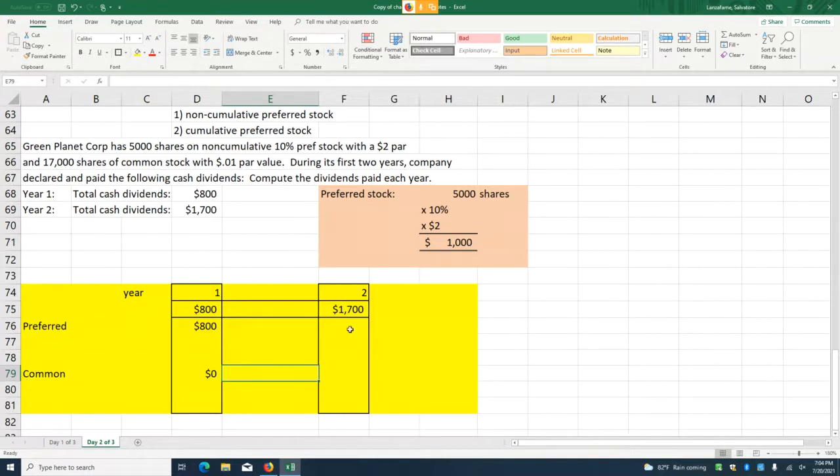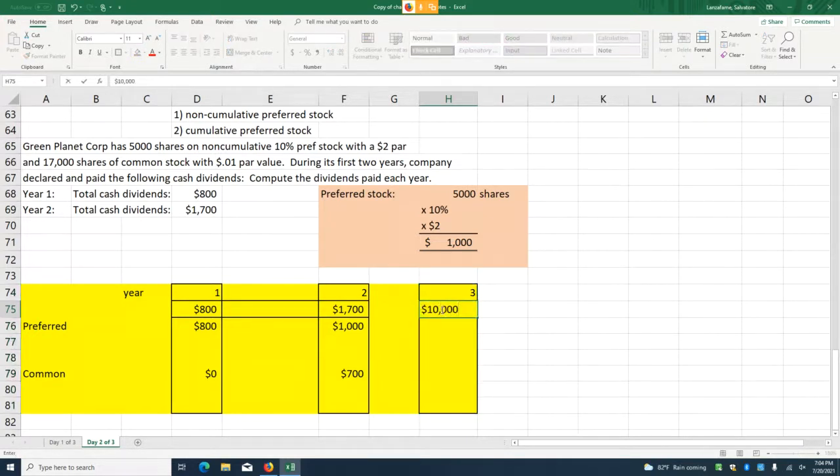In year 2, now the company has 1,700 to dish out. Preferred is going to get the first 1,000, and common will get whatever's left over, which is 700. All right, let's make a year 3, even though it wasn't in the problem. Let's say in year 3, the company has $10,000 to give. Well, preferred gets 1,000.